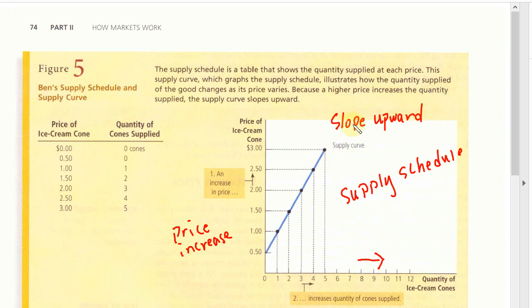Slope upward, right? Slope upward here like this. This is the general principle of economics, because the manufacturers, the suppliers, want to supply more when the price of a product goes up in the market. The meaning of the price going up is that there is a shortage of supply, meaning that there is more demand than supply.